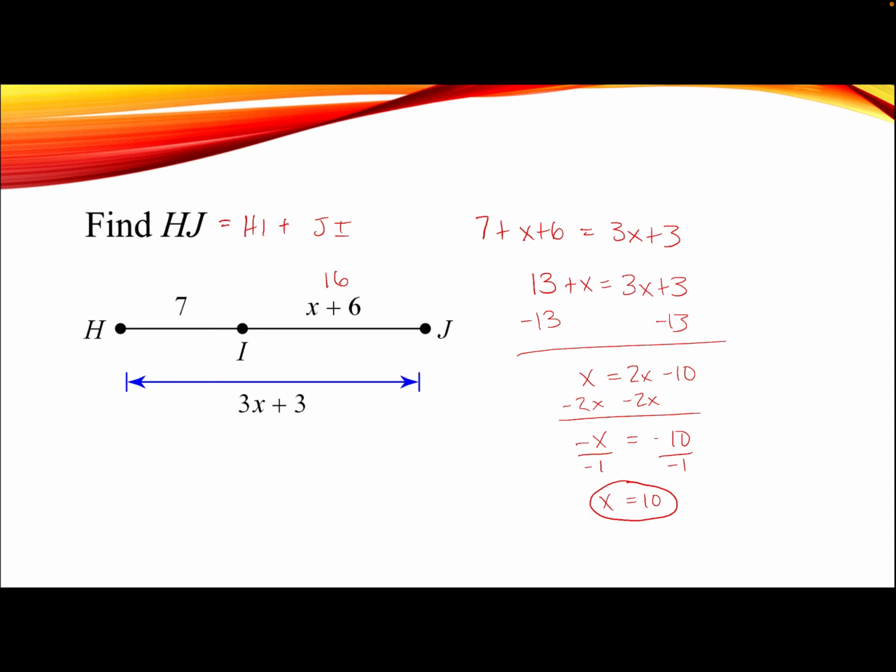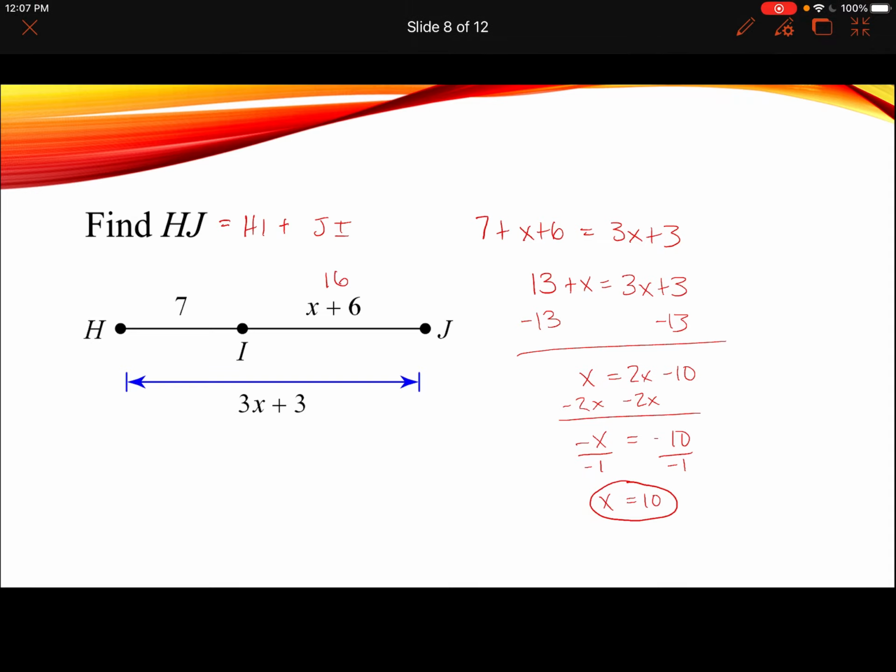So we have to find IJ and x. Did I make a mistake? So we would get 7 plus 6 is 13. Did I write that down correctly? 7 plus x plus 6 equals 3x plus 3. And 13 plus x equals 3x plus 3. Oh, I'm sorry. This should have been a 3x.